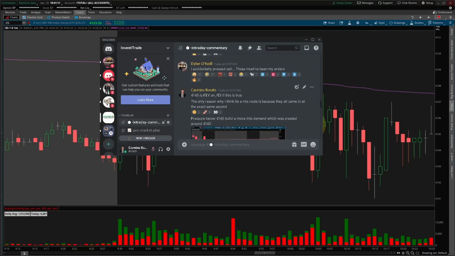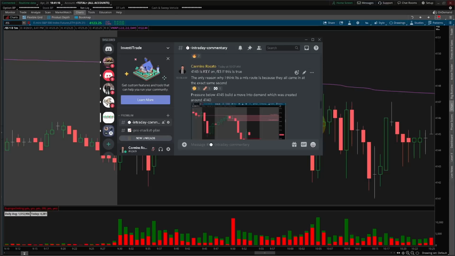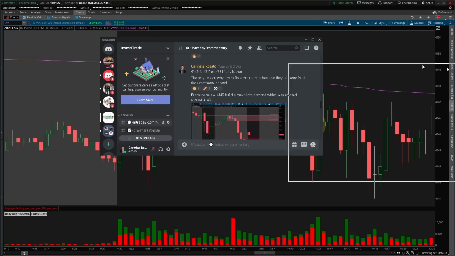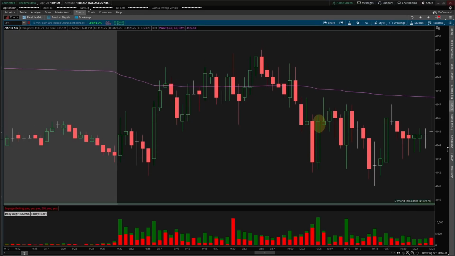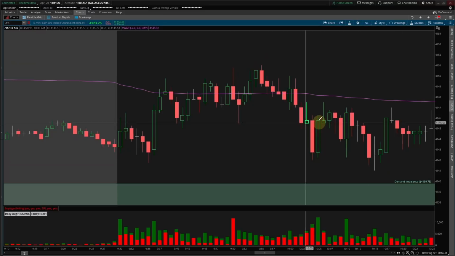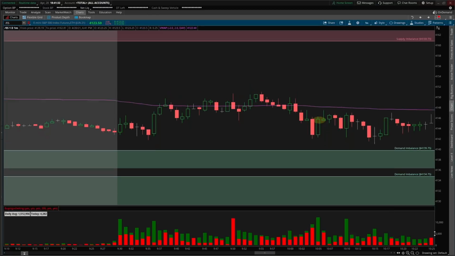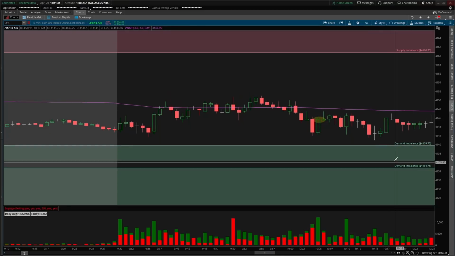So I said 4145 is key. The only reason I think this is a misroute is they came in at the exact second. Pressure below 4145 will build a move into demand, which was created around 4140. Like I said, this zone right here. So if we were below it, we could play puts, speculating that the 4140 demand will trigger, and if we get a further sell-off and we saw more aggressive sellers hitting the bid, we could have traded lower at 4134.